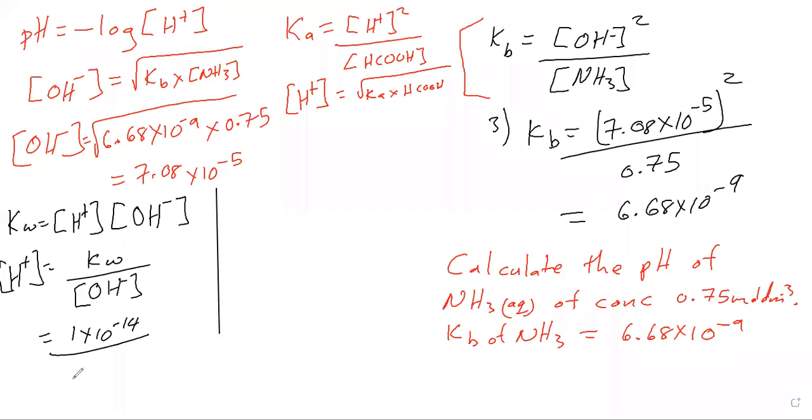If you forget it, you have a second way. Divided by 7.08 times 10 to the minus 5. What's the answer? 1.41 times 10 to the negative 10. That's the hydrogen ion concentration.